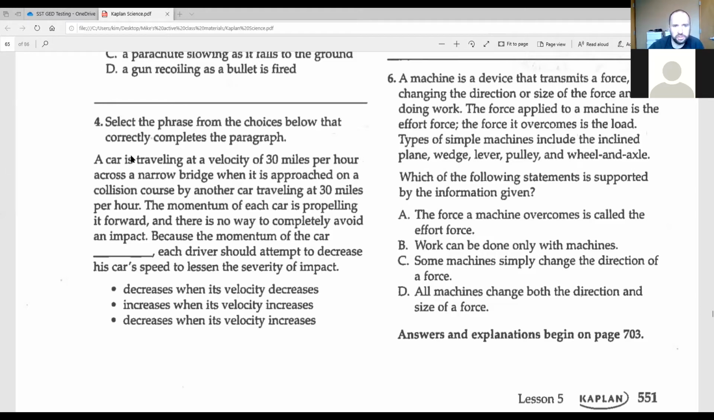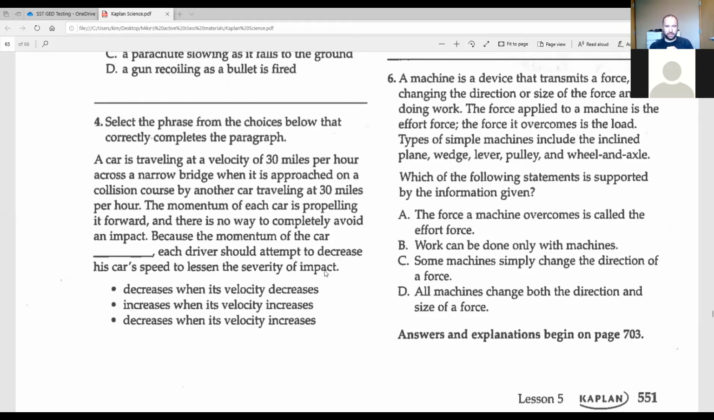It says, a car is traveling at a velocity of 30 miles an hour across a narrow bridge when it is approached on a collision course by another car traveling at 30 miles per hour. Two cars traveling at 30 miles per hour towards each other. The momentum of each car is propelling it forward, and there is no way to completely avoid an impact. So these two cars are going to hit each other no matter what. Because the momentum of the car blank, each driver should attempt to decrease his car's speed to lessen the severity of the impact.